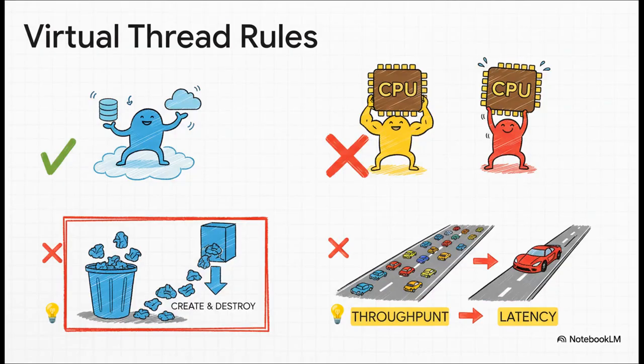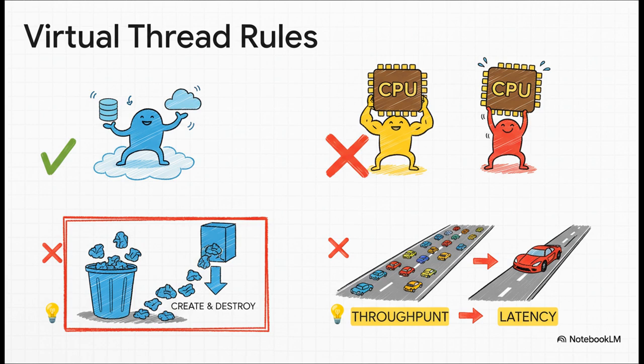So let's boil all this down to 4 golden rules. First, do use virtual threads for tasks that do a lot of waiting, I/O-bound stuff. That is their absolute sweet spot. Second, don't use them for heavy CPU-intensive work. Those tasks don't block, so they won't unmount, and you get zero benefit. Stick with platform threads for that.